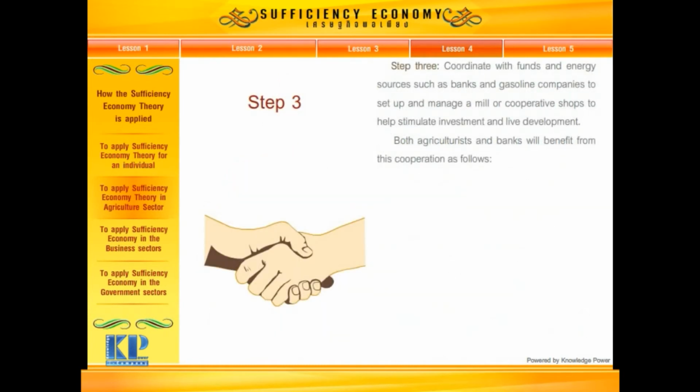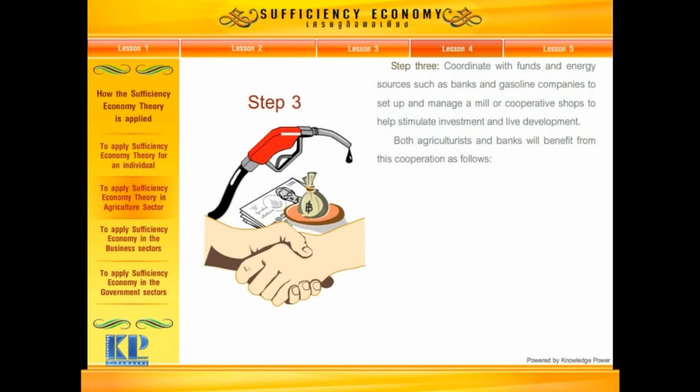Step 3. Coordinate with funds and energy sources such as banks and gasoline companies to set up and manage a mill or cooperative shops to help stimulate investment and life development. Both agriculturists and banks will benefit from this cooperation as follows.